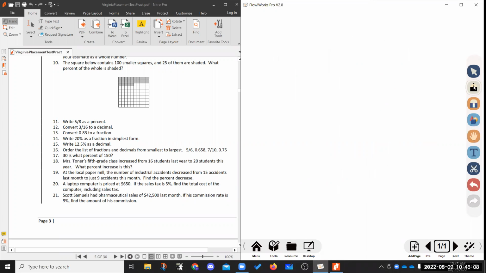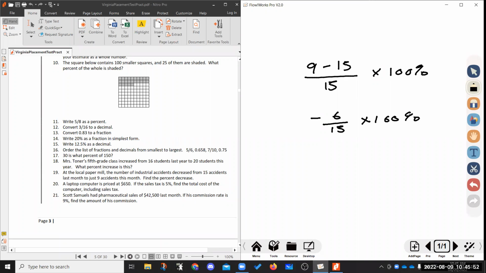We also use that for markup and markdown with pricing. It's the same kind of thing. So we're going to see that in just a second. At a local paper mill, the number of industrial accidents decreased from 15 accidents last month to just 9 accidents this month. Find the percent decrease. So I'm going to say that this is 9 minus 15 over 15 times 100%. The fact that this is negative is going to show me that it's a percent decrease. This is negative 6 over 15 times 100%.